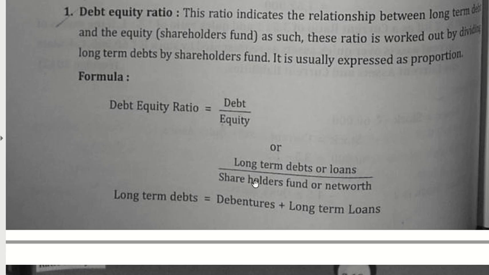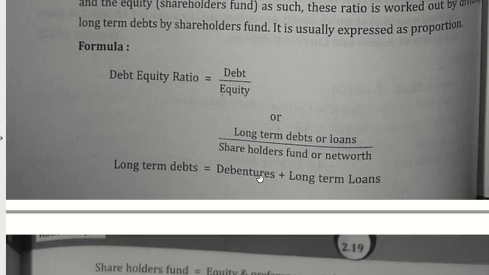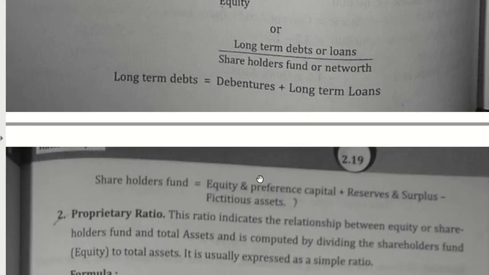So under debt, what all comes? Long term debts or the loans. Long term debts include debentures plus long term loans divided by equity. What all does equity include? Equity includes the shareholders fund. Under that we have equity and preference share capital, reserves and surplus minus any fictitious assets.